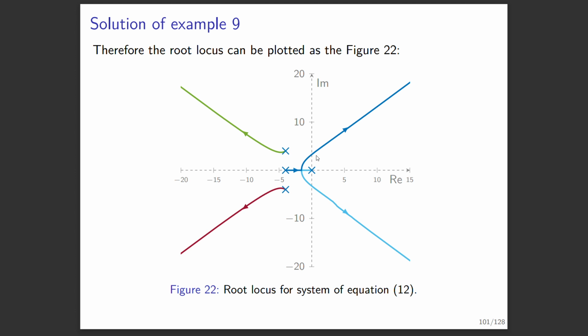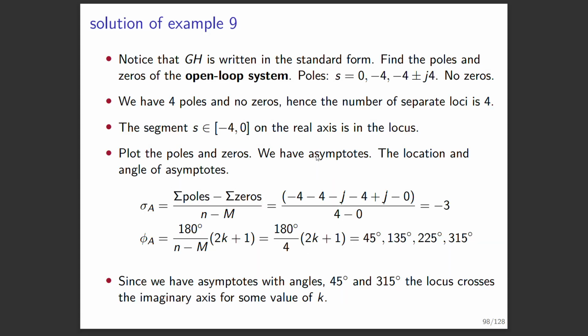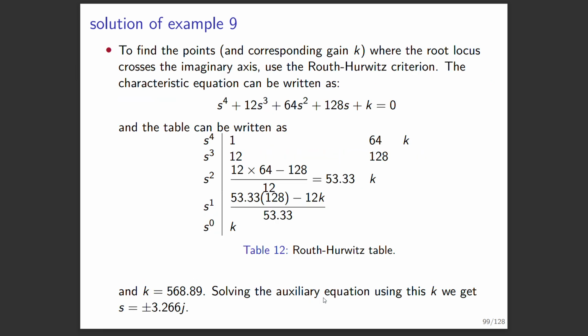How would I find the location of where they cross the j omega axis? Well, I can use the Routh-Hurwitz criterion or Routh-Hurwitz table to find at what value of k the loci would cross the j omega axis, and then where is the location on the j omega axis that they cross. So I write down the characteristic equation, use the Routh-Hurwitz table, and then I find this is the value of k, and the exact location that they cross the imaginary axis is plus minus j3.2.